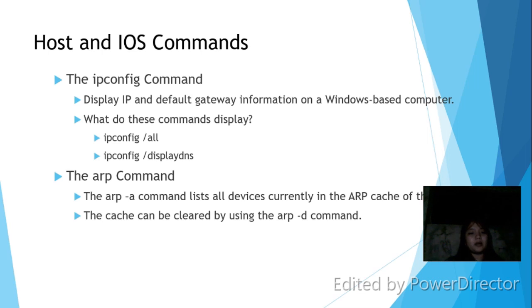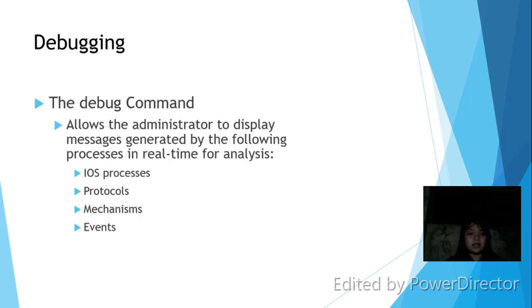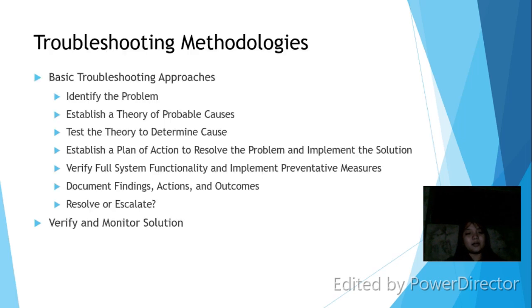The ipconfig /all command. The ARP command. The arp -a command lists all the devices currently in the ARP cache of the host. The cache can be cleared using the arp -d command. Debugging. The debug command allows the administrator to display messages generated by the following in real time for analysis: IOS processes, protocols, mechanisms, and events.